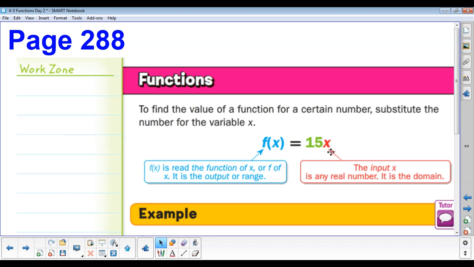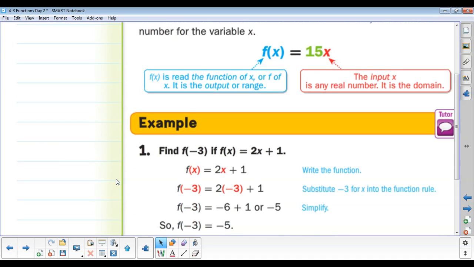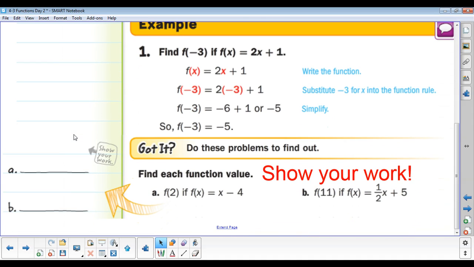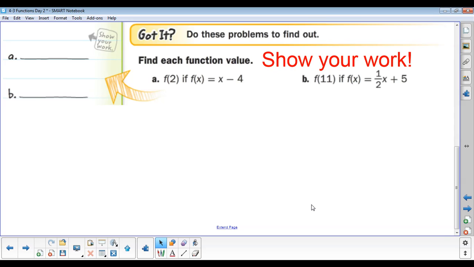Remember, x is our input, our independent variable, our domain. F of x is our output, our dependent variable, our range. Those are vocab terms we went over yesterday, so they should be in your notes, but just make sure that you know them. We went over examples just like this before, so you should be good to do the Got It A and B. Go ahead and do that now.